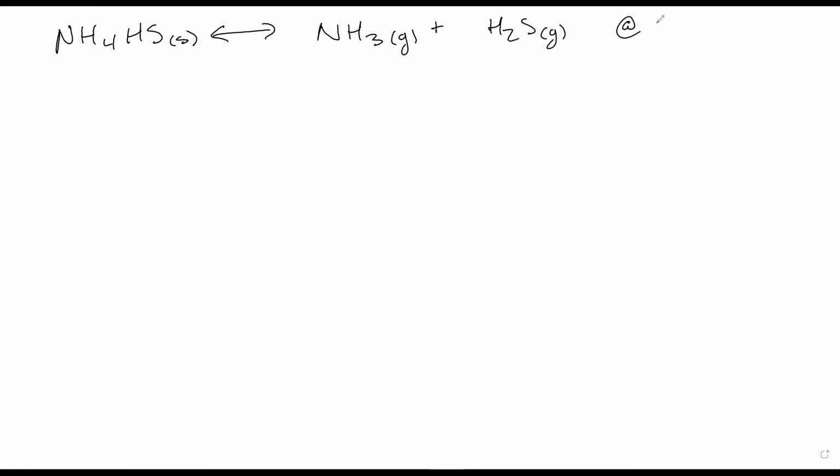In question 7, let us consider this reaction. NH4HS, which is a solid, is in a reversible reaction with NH3, a gas, plus H2S, it's also a gas, at a temperature of 298 degrees Kelvin.